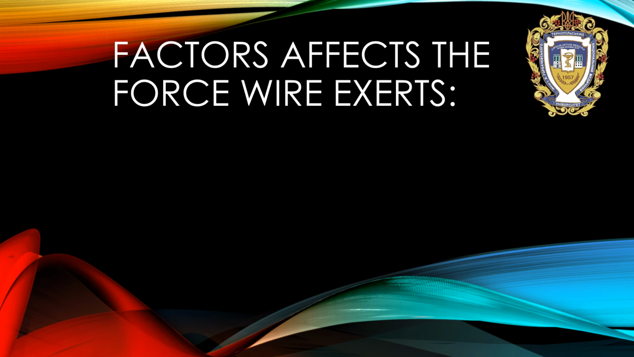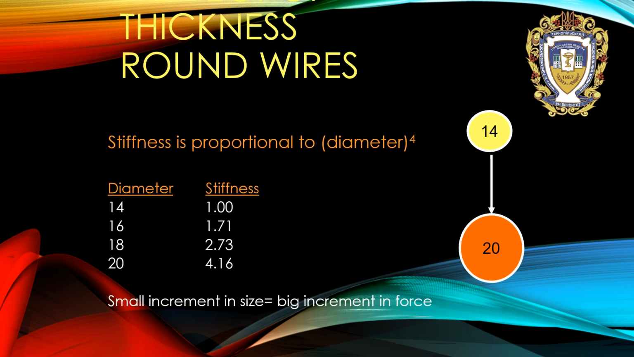Factors affecting the force the wire exerts are thickness, length, and material. About stiffness: stiffness is proportional to the diameter of the archwire.